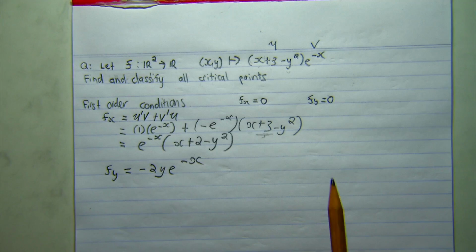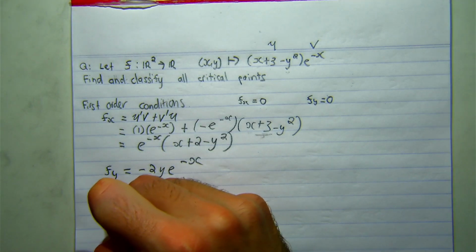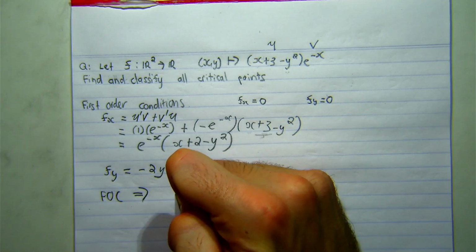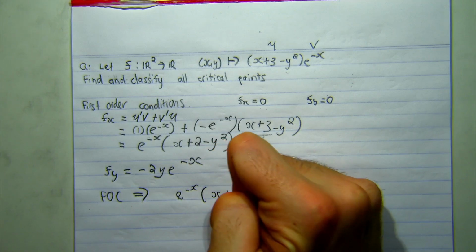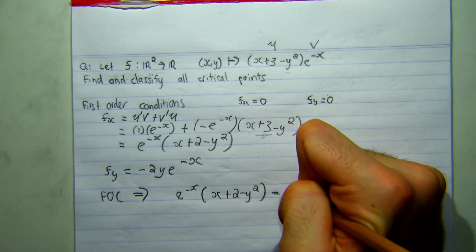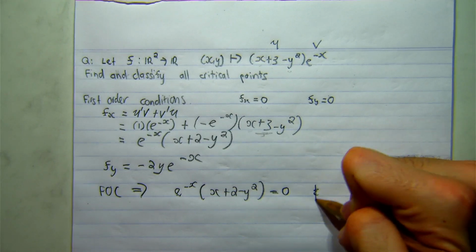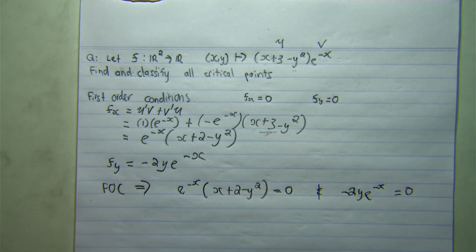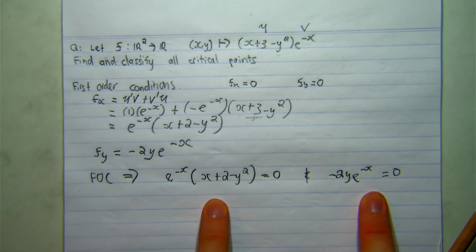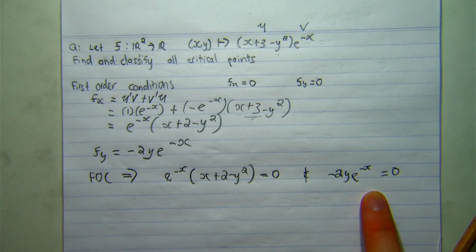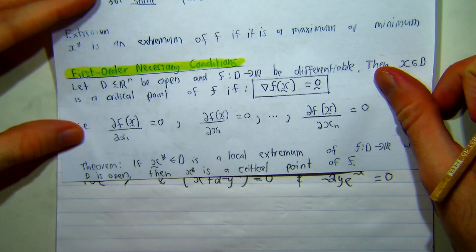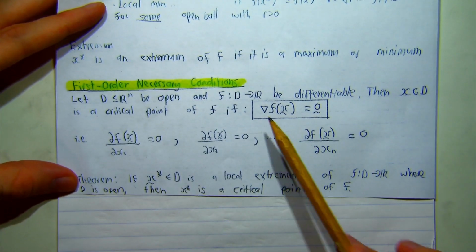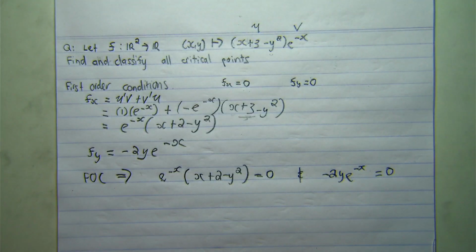Now that we have our two derivatives, we can set them equal to 0. So our first order conditions imply that e to the minus x times (x plus 2 minus y squared) is equal to 0, and minus 2y e to the minus x is equal to 0. If these two equations hold, then we will have a critical point, because according to our first order condition theorem, this is the definition of a critical point, and that will generate our candidate solutions for extremum.